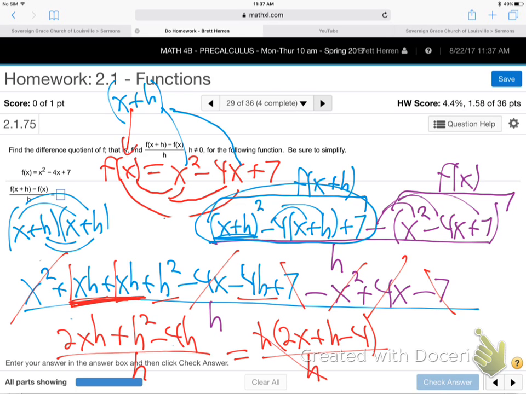Now you can cancel those, huh? Because that's times. That h is times, so he's not glued to anything. See the deal? So we're left with 2x plus h minus 4. Done.